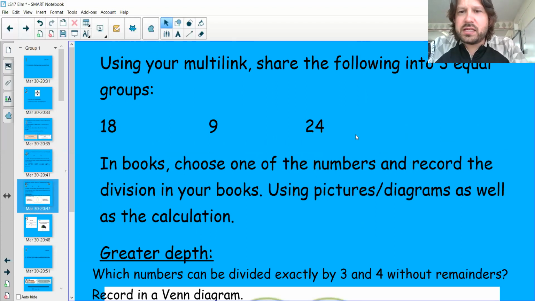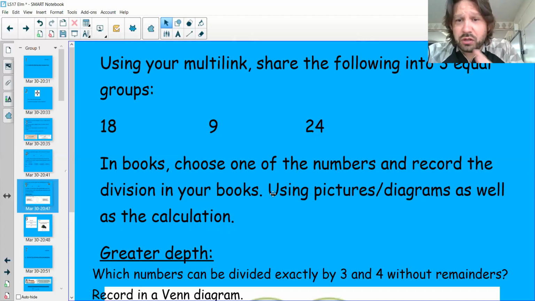Okay, so this time, I'm going to have to move my little picture. This time we're doing into 3 equal groups. So again, using your apparatus, using your concrete resources, you're going to take 18 and divide it into 3 in exactly the same way as you did before.